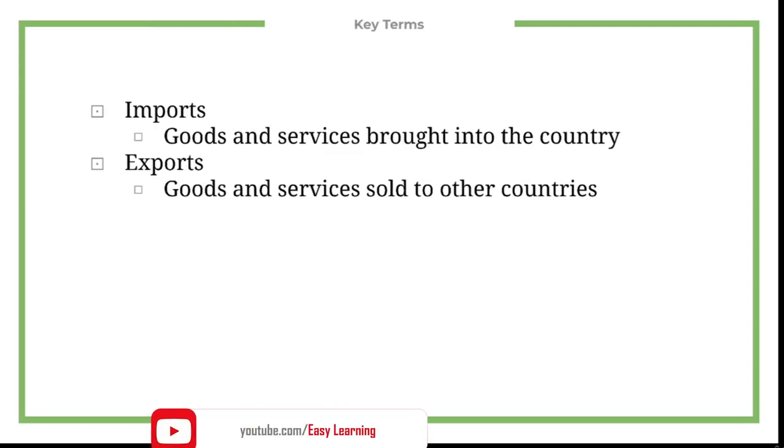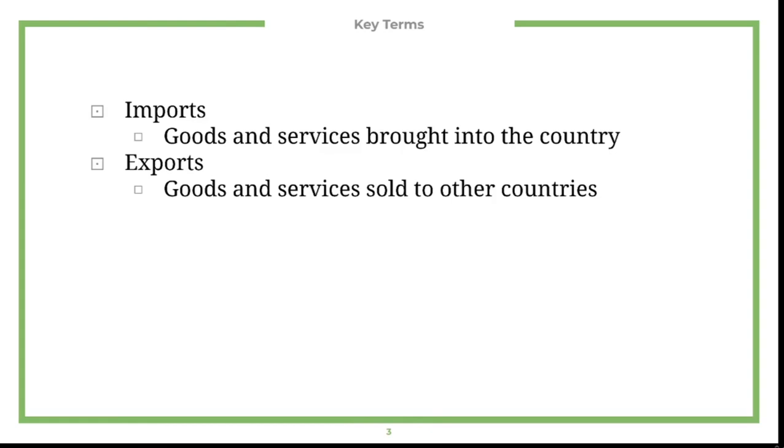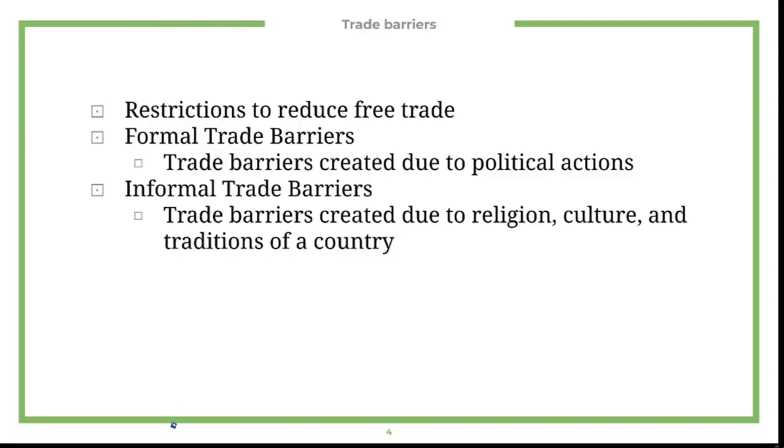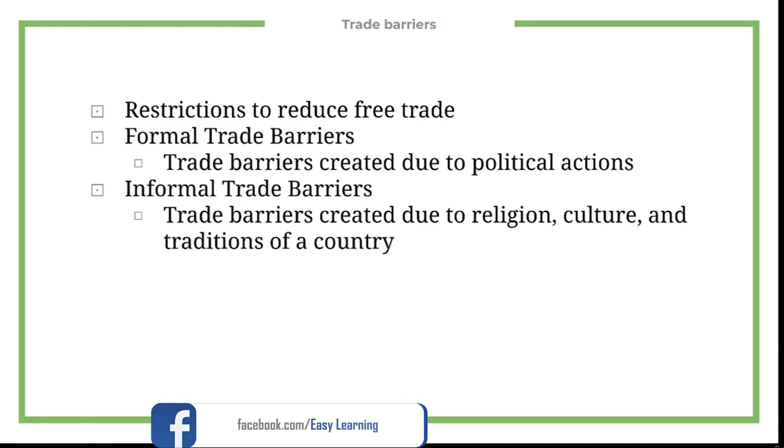So here are some key terms. The first kind is called an import, and the next is an export. Imports are goods and services that are brought into the country, and exports are goods and services that are sold to other countries. So now let's talk about trade barriers. A trade barrier is a restriction or set of restrictions that are made to reduce free trade.